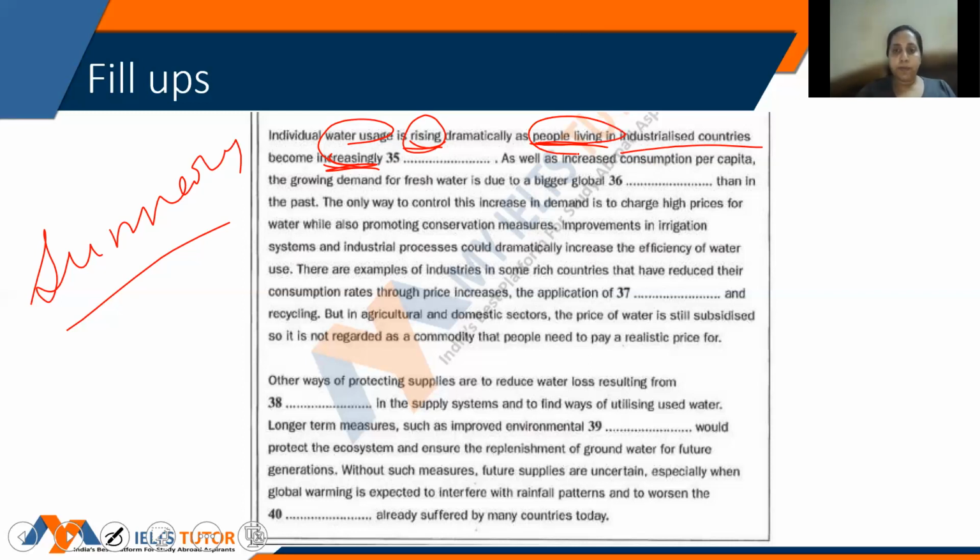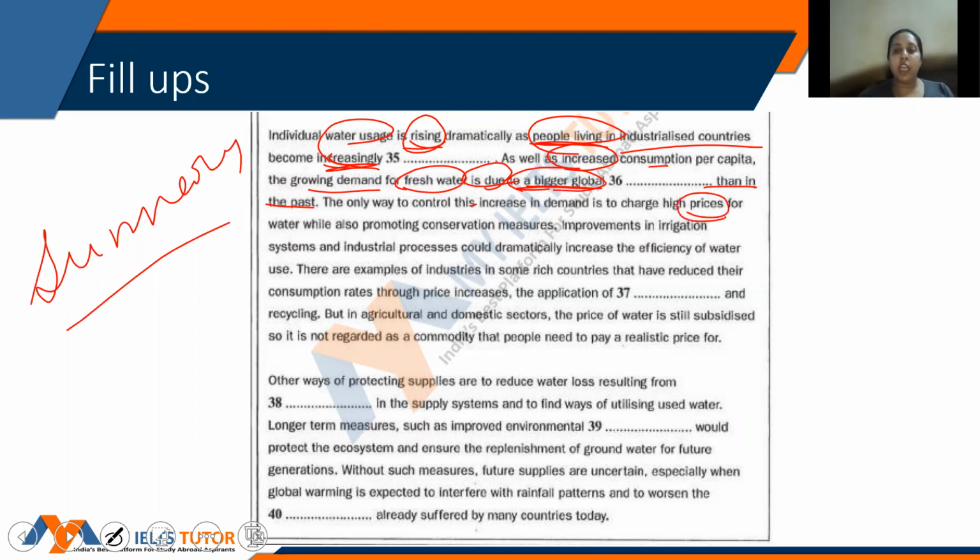As well as increase in consumption per capita, the growing demand for fresh water is due to bigger global dash than in the past. Why is the demand for water growing? What is increasing? What is bigger global dash? Global is worldwide something. The only control in demand is to charge high prices.